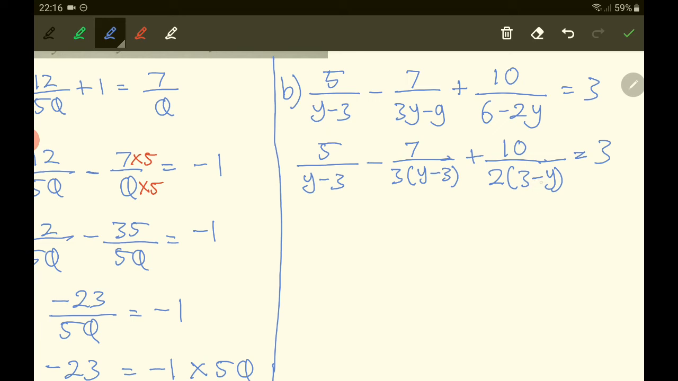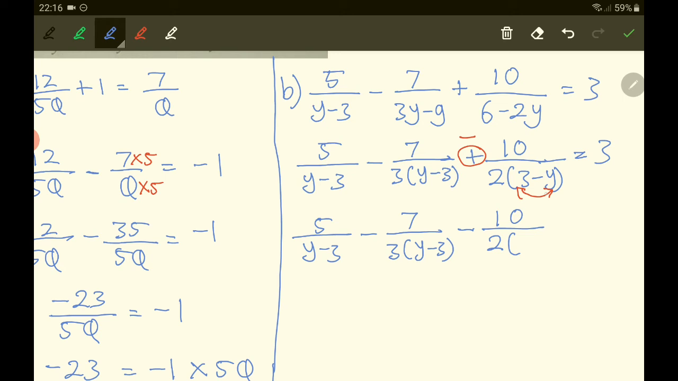This must be y minus 3, so we have to switch. When we switch 3 and y, there is a consequence: the positive becomes negative. So we can write 5 over y minus 3 minus 7 over 3 times y minus 3, and then this one becomes minus 10 over 2 times y minus 3. This is equal to 3.